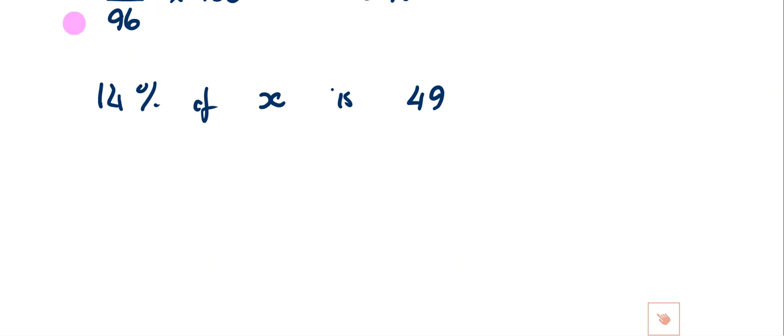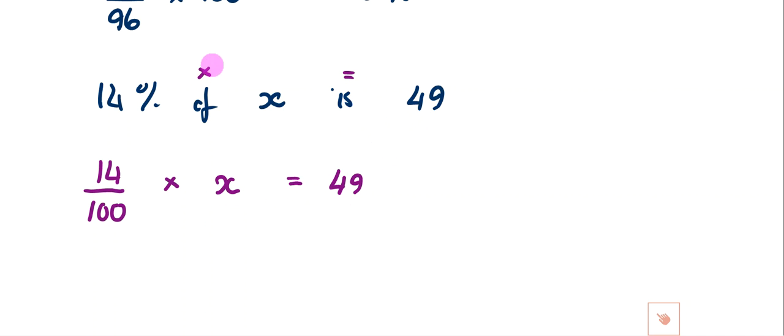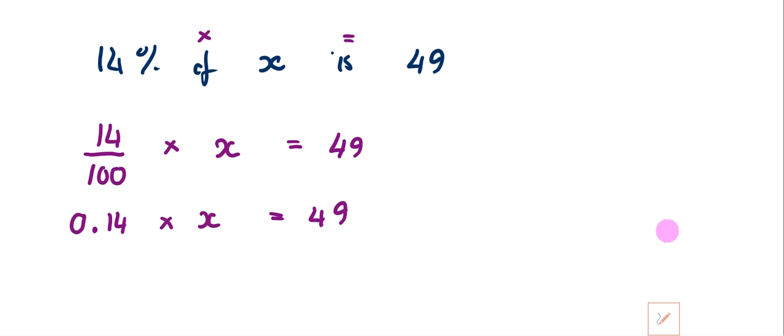So what is the question? 14% of, this is what Abby's wanted to do. Should we say X instead of question mark? 14% of X is 49. So we write this one like 14 out of 100 multiplied by X equals 49, because the word "of" is multiplied. Do you remember what we can do with the 14 out of 100? Let's turn it into 0.14. So 0.14 times X is 49. So how can we figure out what X is?